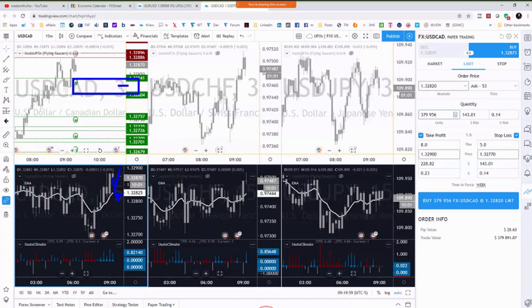And I'm going to assume that everybody is utilizing a risk parameter of 1% risk. 1% of 10,000 is $100. So I'm just going to type $100 here. This is telling me that for me to take this trade, I need to go with 2.65 lots.